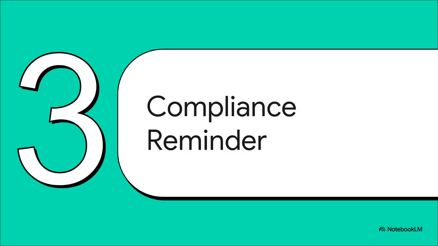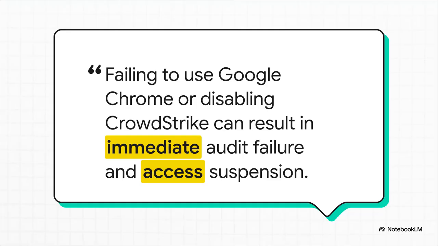All right, let's talk about what happens if these rules aren't followed. This is important. Make no mistake, failing to use only Google Chrome or disabling CrowdStrike are serious violations. Either of these actions can lead to an immediate audit failure and a suspension of your access to our systems. We take this very, very seriously.